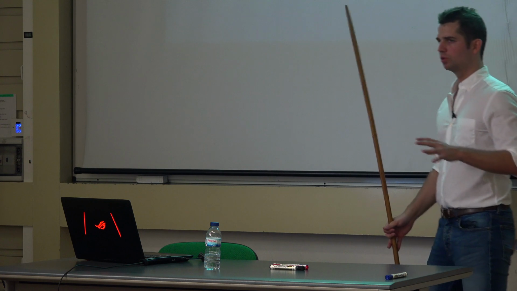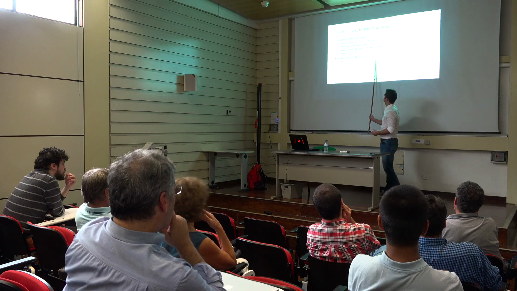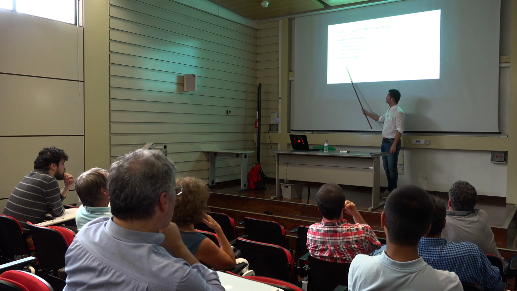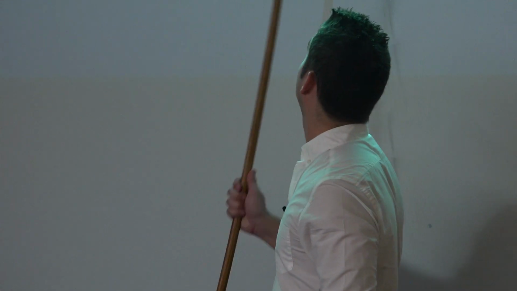So in the saturation region, I want to explain a little better what gm over ID consists of. In the saturation region, for VGS higher than the threshold voltage, you've got this formula for a fixed ID: gm over ID is given by 2 divided by VGS minus the threshold voltage. For those of you who haven't heard about it, this is usually called the overdrive voltage, and this is the ideal behavior.